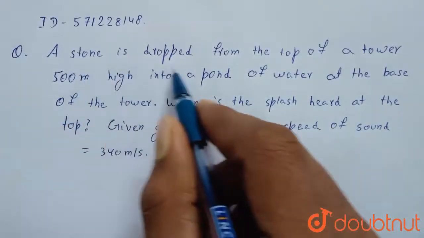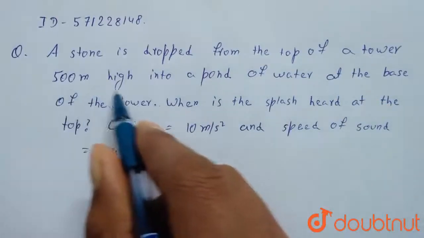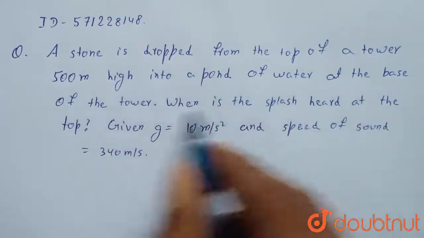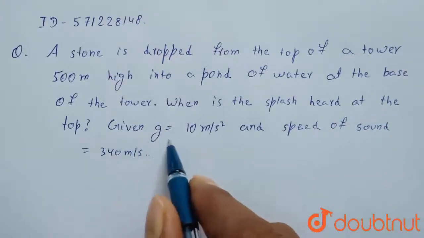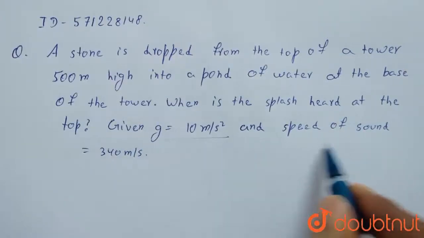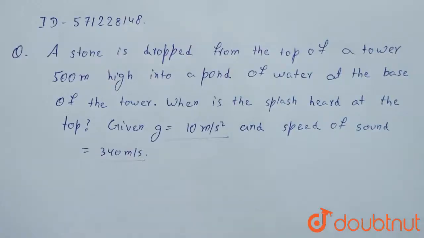Hello friends, we have this question. A stone is dropped from the top of a tower, 500 meter high, into a pond of water at the base of the tower. When is the splash heard at the top? Given g is equal to 10 meter per second square and speed of sound is 340 meter per second.